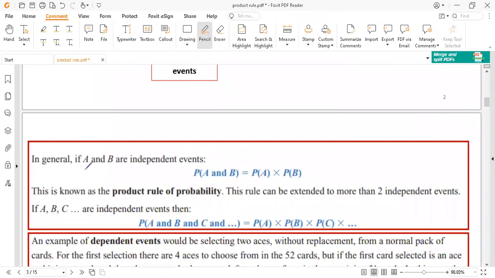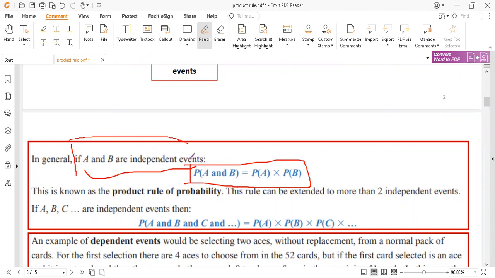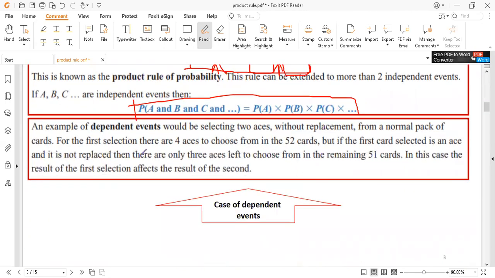In general, if A and B are independent events, the product rule is given by this formula, especially when they are independent. We can also generalize it for more than 2 events, when all the events are independent. So the probability of A and B can be replaced by the product of the probability of obtaining A and the probability of obtaining B.